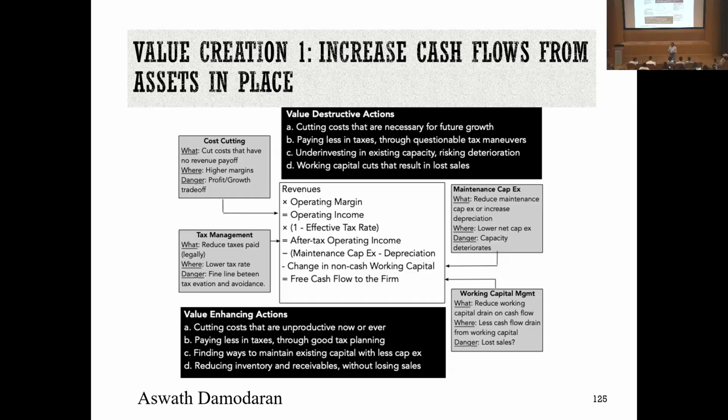And if you're a company that has significant working capital needs, inventory, receivables, reducing that will increase your cash flows and increase value. So a retail firm, you bring your working cap from 2% of revenues to 1%, that's an increase in cash flows. It's the easiest place to start, right?